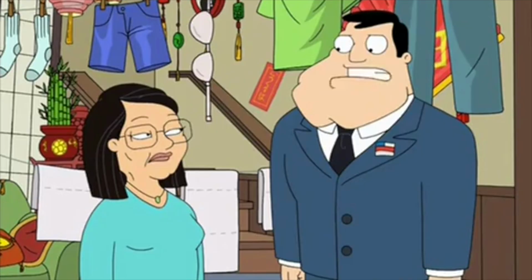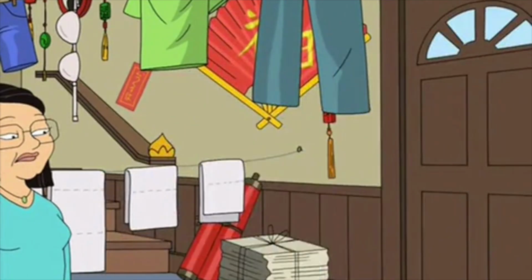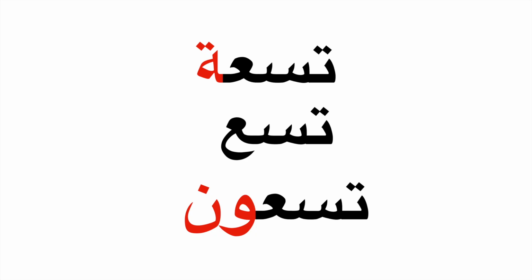Okay. 90 is similar to the previous numbers. So the same steps. 9, remove the ta مربوطة. Add waw and noon, un, and we get تسعون.